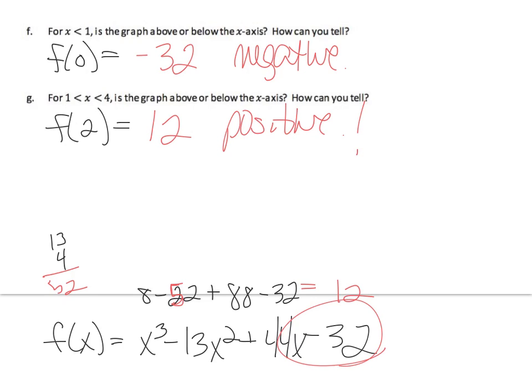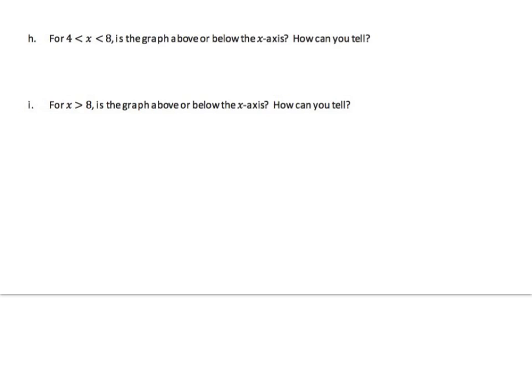Cool. Moving on. I hope you're keeping track of all this stuff. Between 4 and 8, 5 is usually easy to work with. Let's see, we have 5 cubed, which is 125, minus 25 times 13.